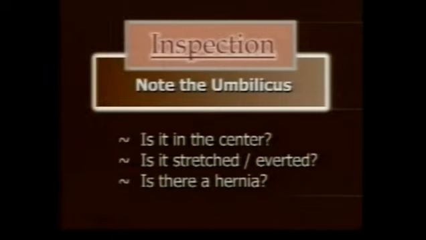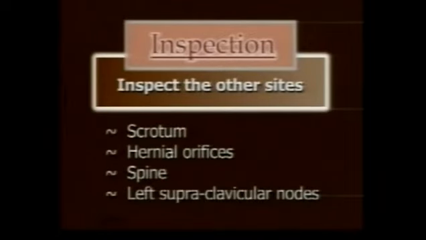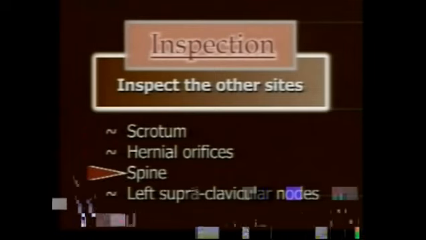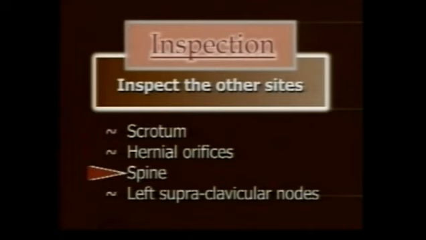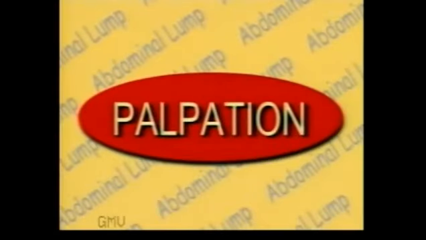Inspect the umbilicus for position, transverse stretching or eversion. Observe the movements of the abdominal wall and movements of the lump with respiration. Look for visible peristalsis and visible pulsations in the lump. Ask the patient to stand and inspect the hernial orifices and the scrotum. From the back side, inspect the spine, paraspinal regions and the renal angles. And lastly, inspect the left supraclavicular region for swelling. Now let us proceed to palpation.